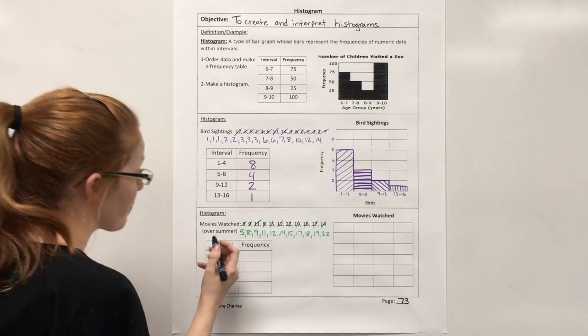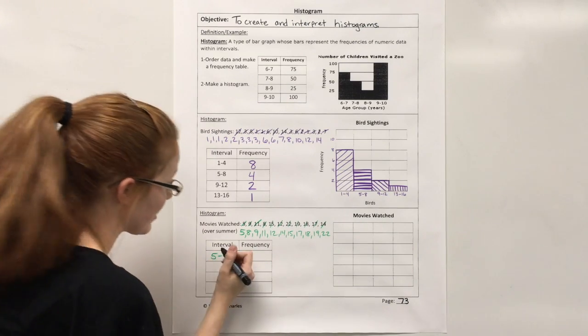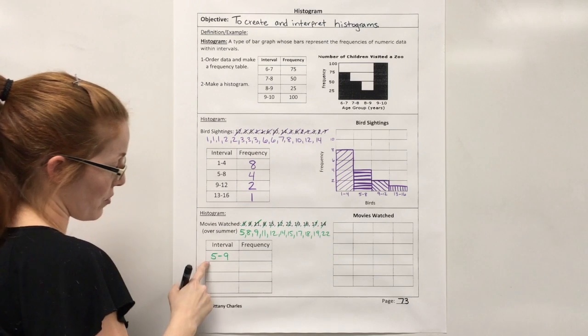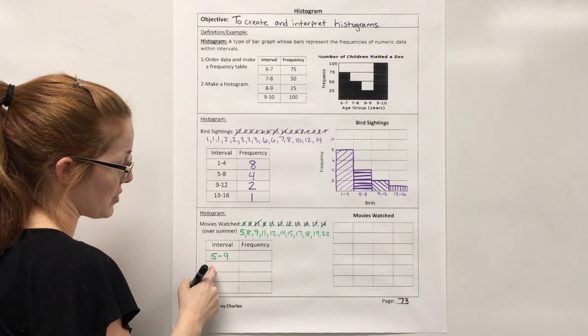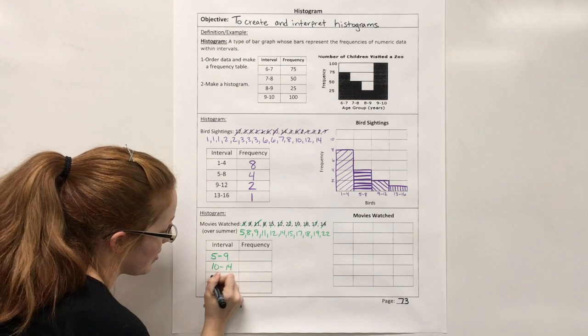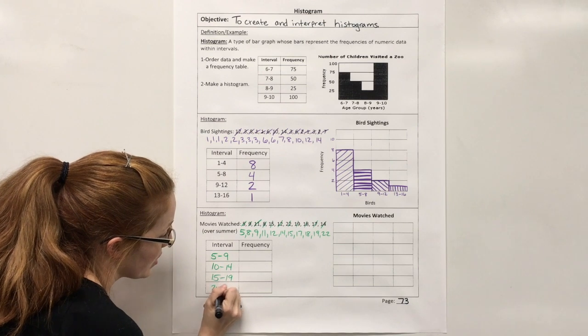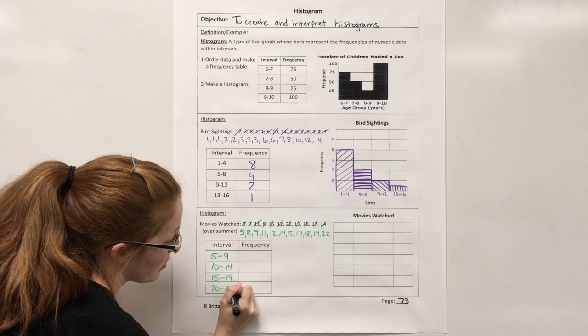Okay, so we'll start with 5, and we'll just go up to 9, so 5 to 9, so that down here I'm counting by 5. So 5, 10, 15, 20. So then this would be 10 to 14, and then 15 to 19, and then 20 to 24.